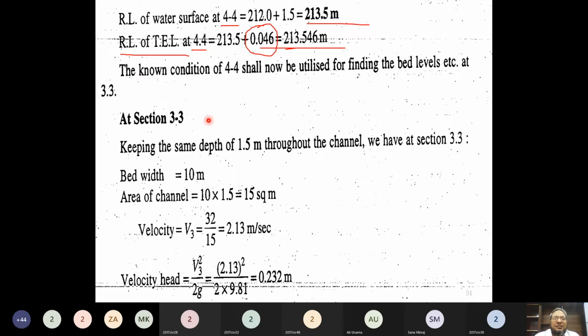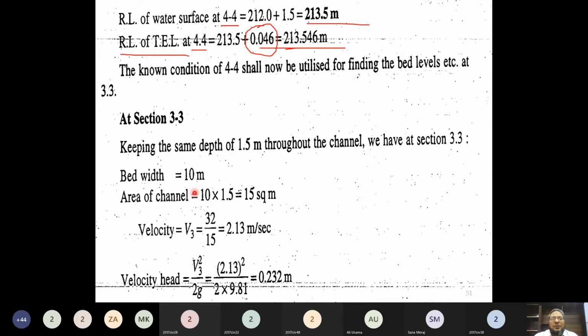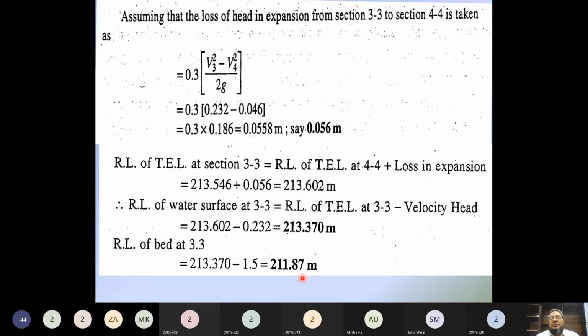Now we are at section 3. So keeping the same depth of 1.5 meter throughout in the aqueduct, which is the same 1.5 meter depth of flow in the canal, the bed width we are assuming is 10 meter in the trough. So this is section 3, it is 10 meter. The area of the channel would be 10 into 1.5, 15 square meter. Velocity at section 3 would be the discharge over area, and that is 2.13 meter per second. Then the velocity head V3 square over 2g is 0.323.